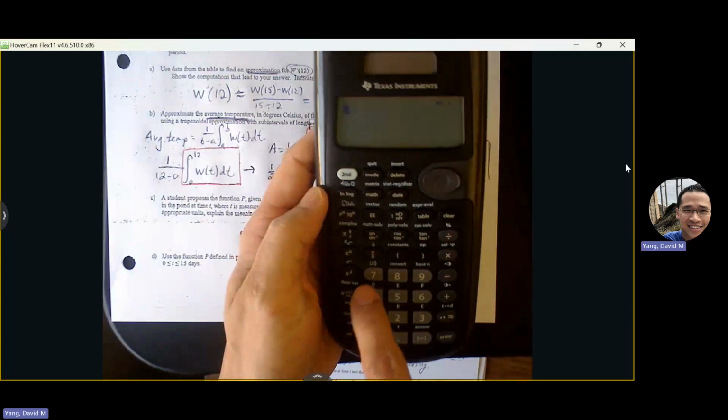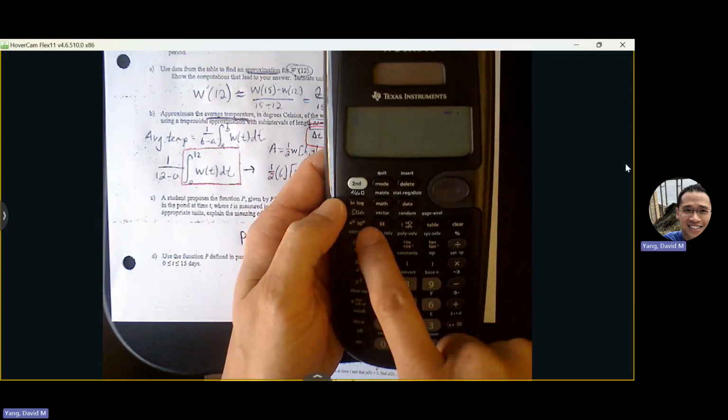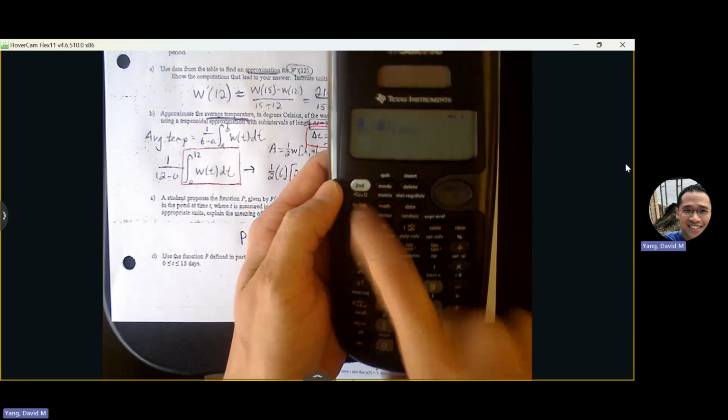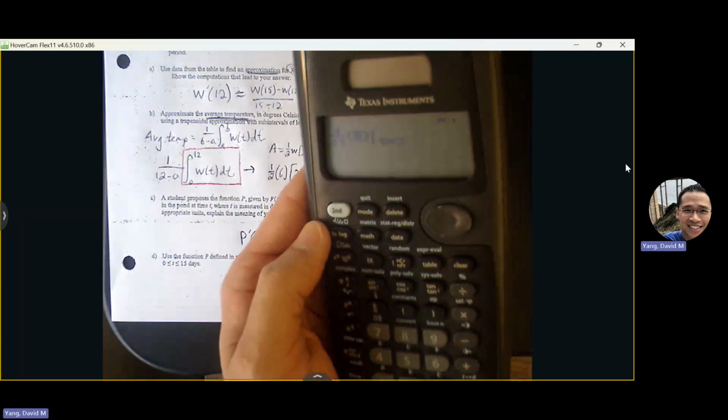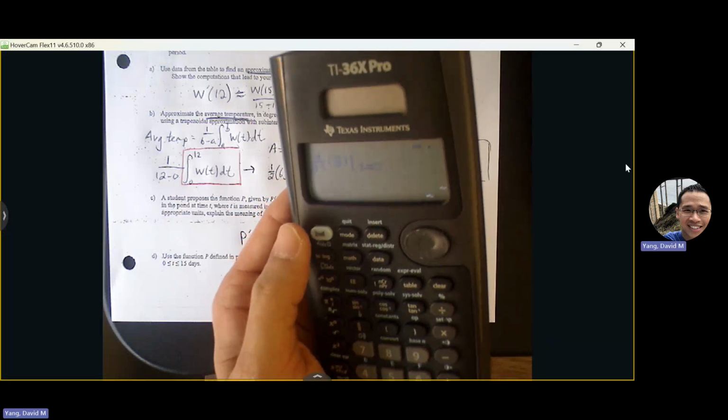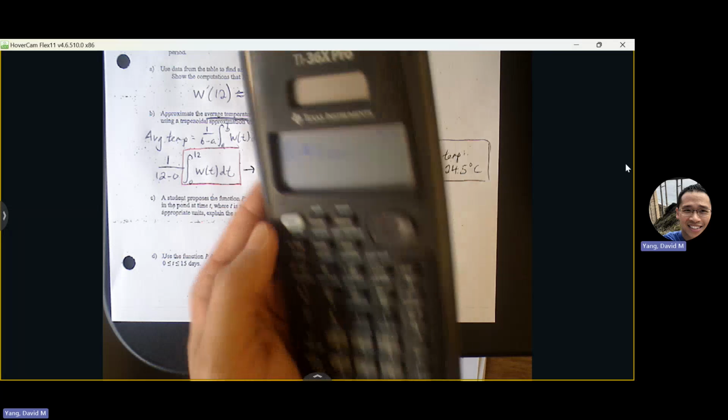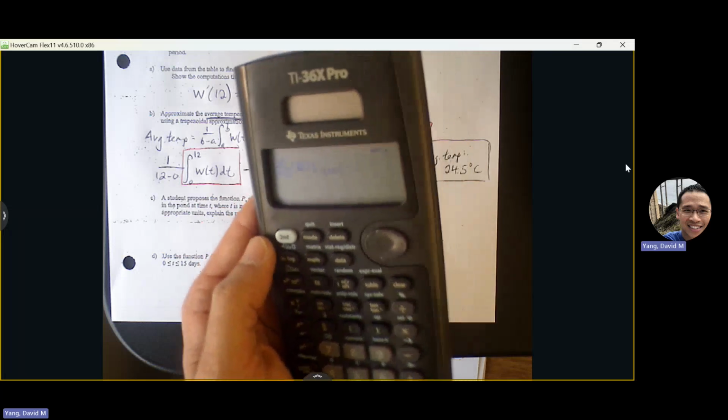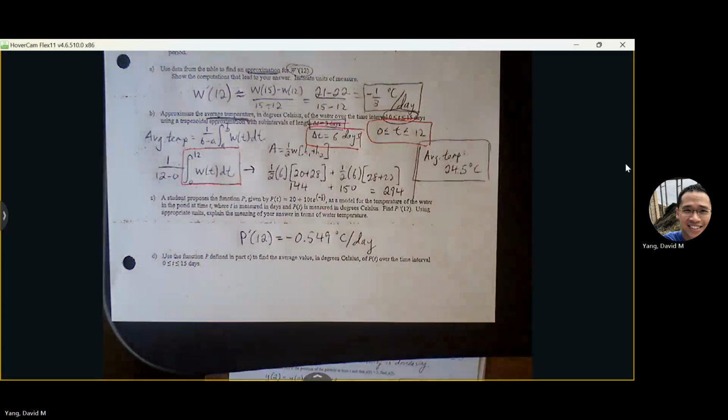If you're using a 36 Pro here, you will do second ln. So second ln will get you to your derivative notation, and then you'll type in that function, and then you'll do x equals 12. So once this looks like the graphing calculator screen, once the graphing calculator hits that Math 8 and derivative. Any questions?